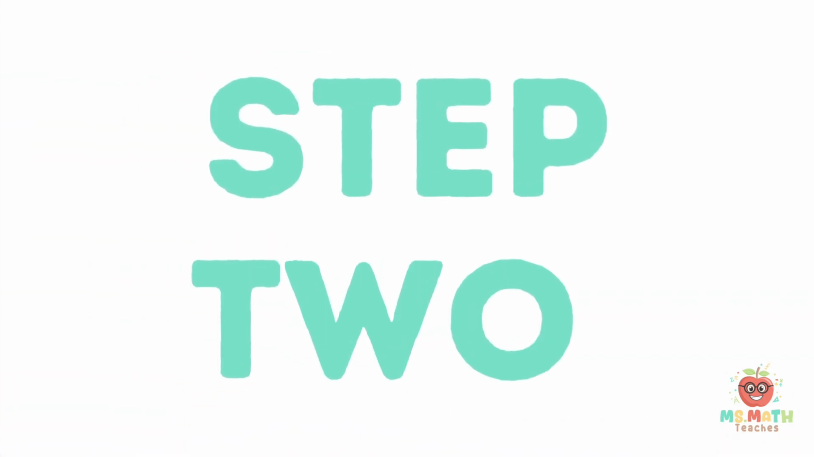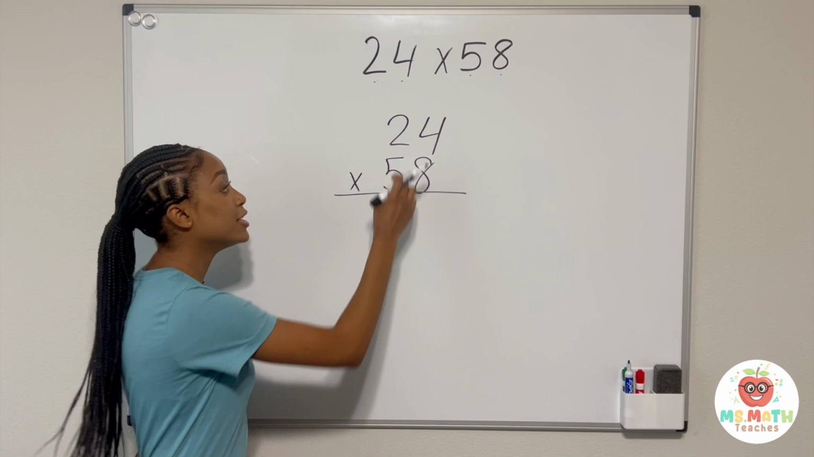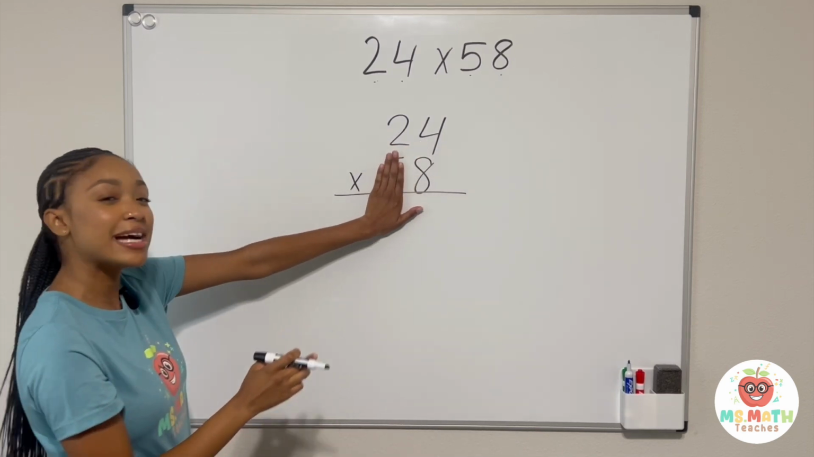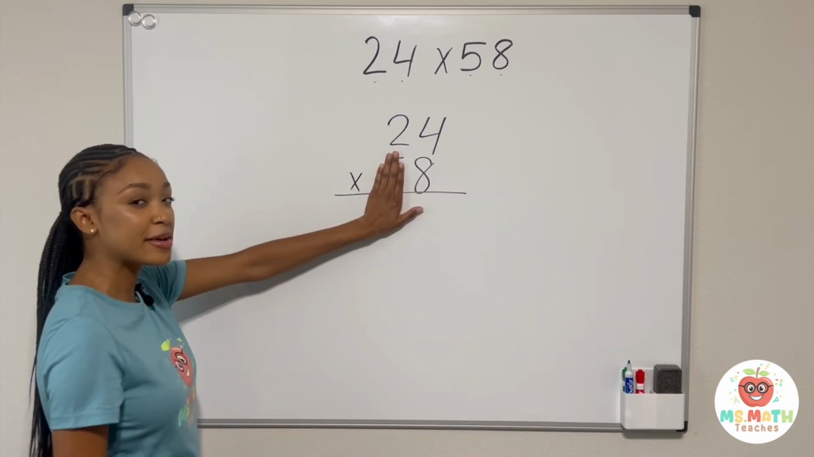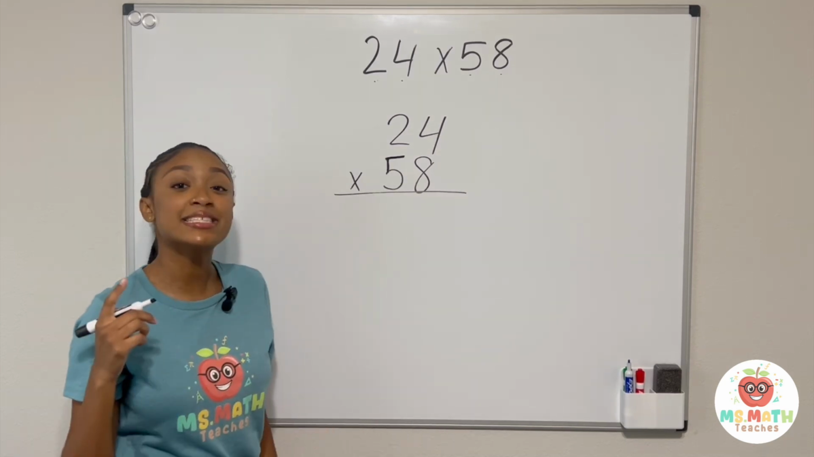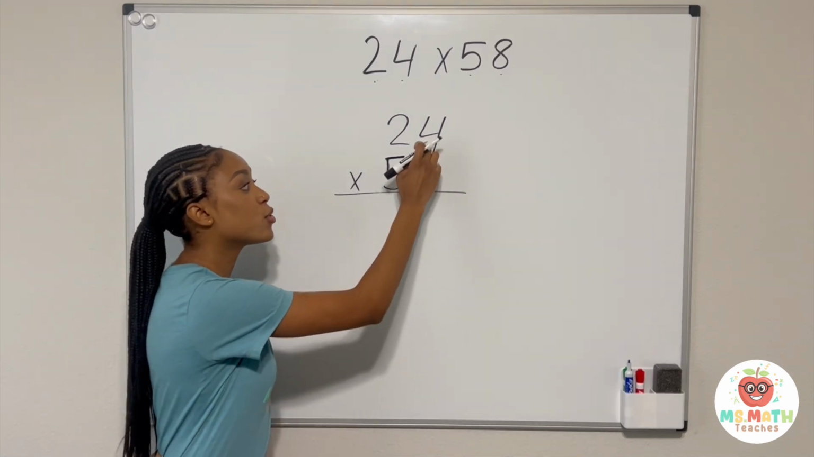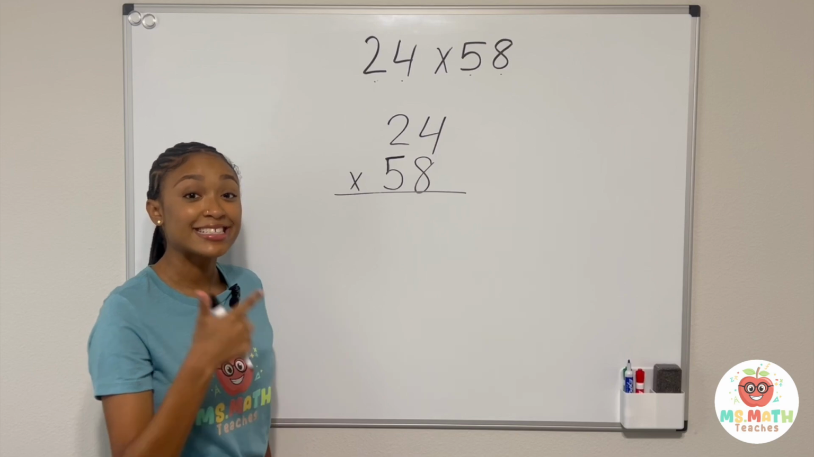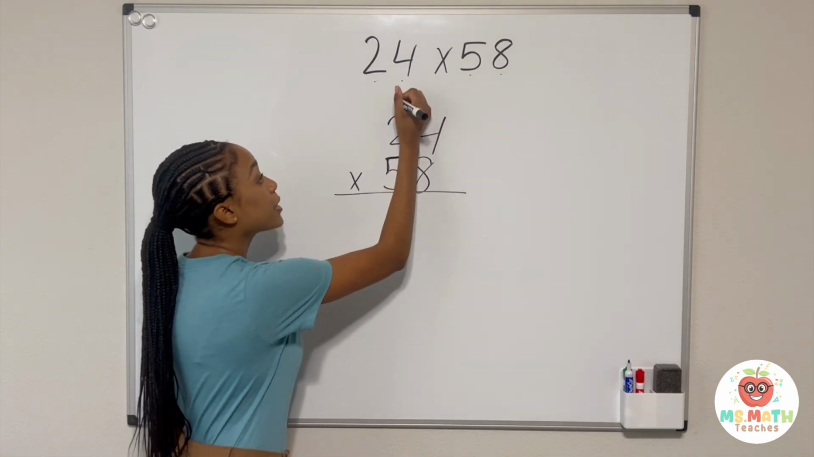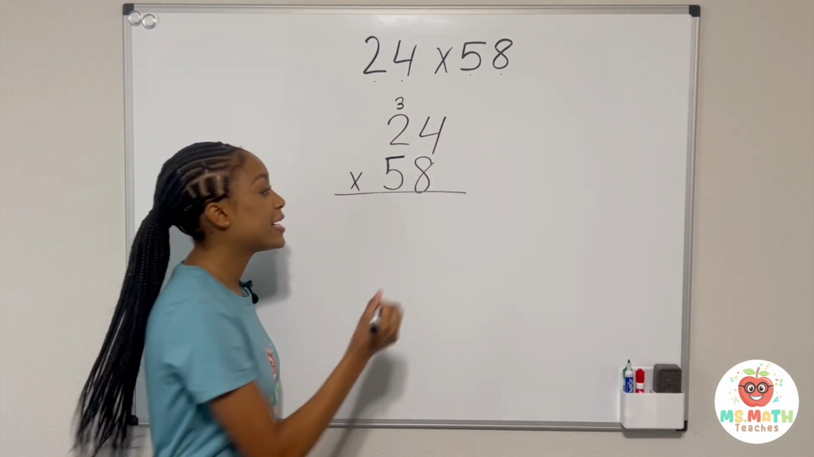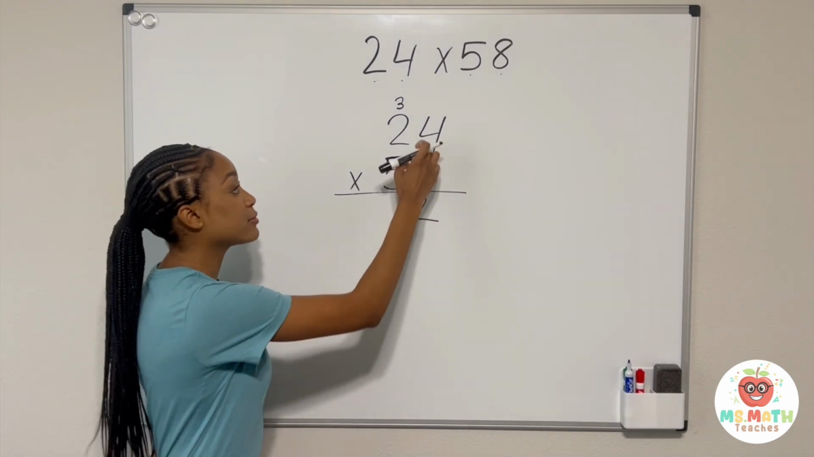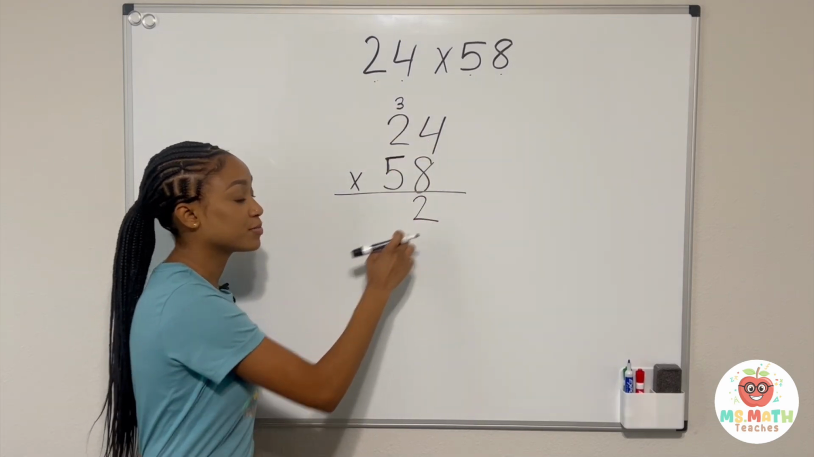Now for step 2, we are going to multiply 24 times 8. We are going to act like we do not see this 5. We will deal with him later. We're going to focus on 24 times 8. Let's skip count by 8 4 times. 8, 16, 24, 32. I'm going to put a little 3 at the top, and I'm going to put a 2 underneath the 8. 8 times 4 is 32.